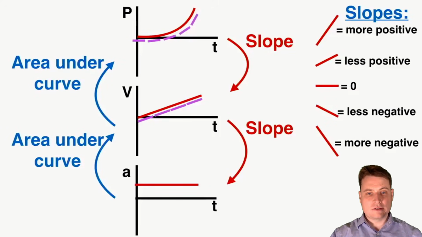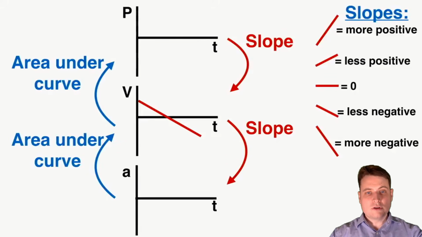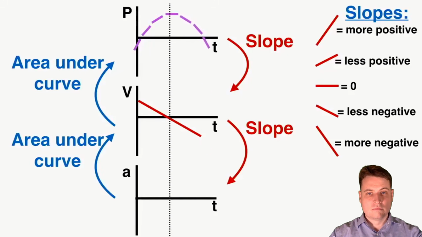Here's another example. This time we're given a velocity graph and asked to translate to a position graph and an acceleration graph. So I'll start with position. I can see that the velocity is starting very positive and over time becoming less positive until it hits 0. And then it's becoming more and more negative. So that's what my position time graph will look like. And my acceleration time graph shows me the slope of the velocity time graph, and that slope is constant and negative, so the acceleration is also going to be constant and negative.